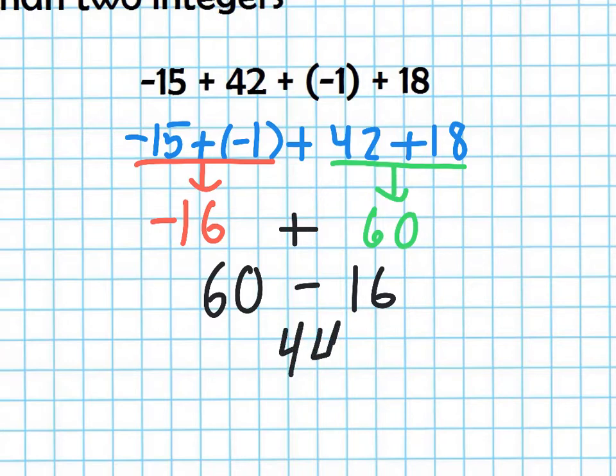And since 60 had the larger absolute value, it's going to remain positive. Positive 44 would be our answer.